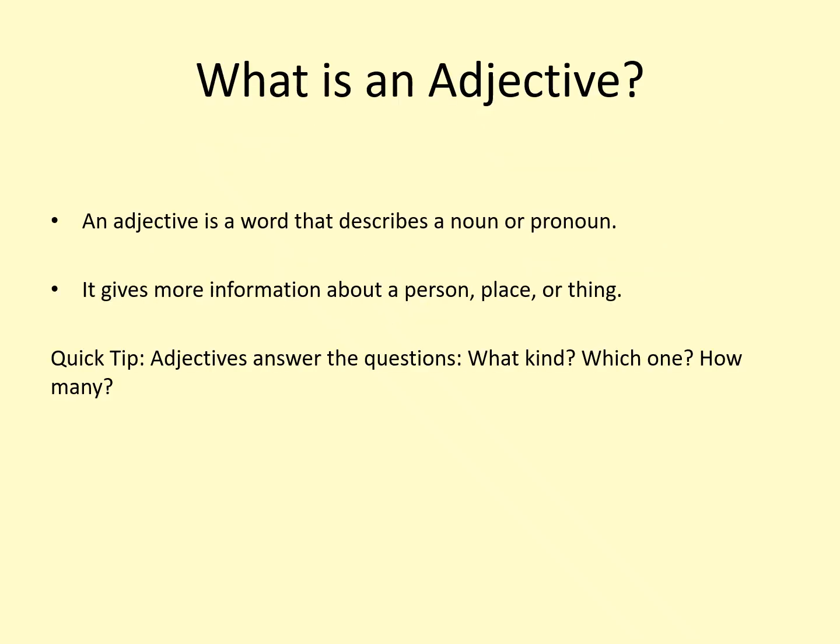Let's start with a definition. So what is an adjective? An adjective serves to describe a noun or a pronoun. If you can answer what kind, which one, or how many, it's likely that you are looking at an adjective.